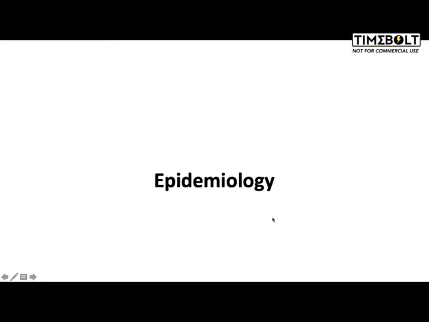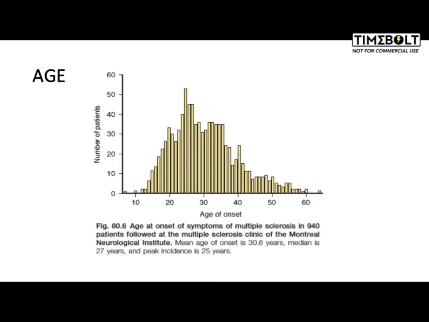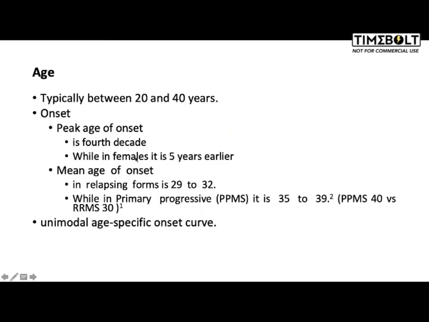Epidemiology of multiple sclerosis. First is age. In this graph, we can see that most multiple sclerosis patients present between 20 and 40 years of age, while it is rare below 20 years of age. Also, above 50 years, multiple sclerosis patients are very rare. So typically, the onset is between 20 and 40 years. Peak age of onset is the fourth decade.